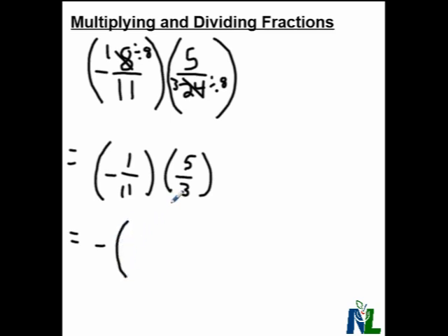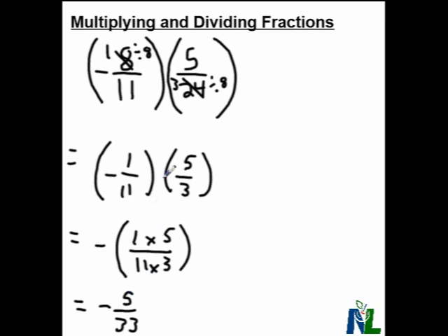When you're multiplying fractions, the numerators get multiplied together, and the denominators get multiplied together. So I'm left with 1 times 5 and 11 times 3. If I simplify this now, 1 times 5 is going to leave me with just 5, and 11 times 3 gives me 33. And if I think about it, I realize there's no common factors between 5 and 33, so this can't be simplified any further, so this will be my product.